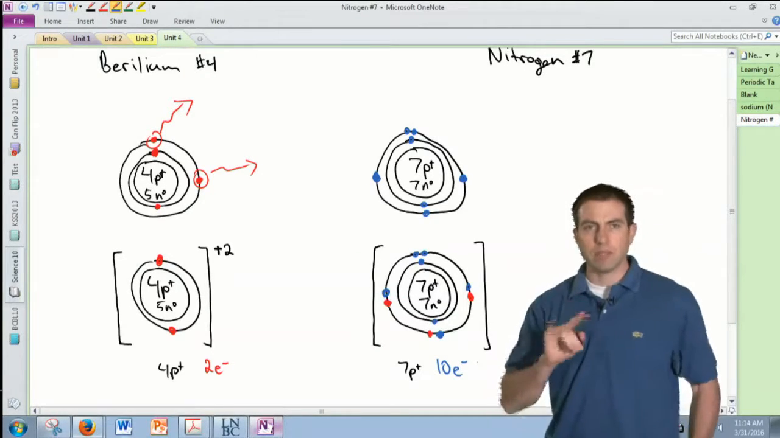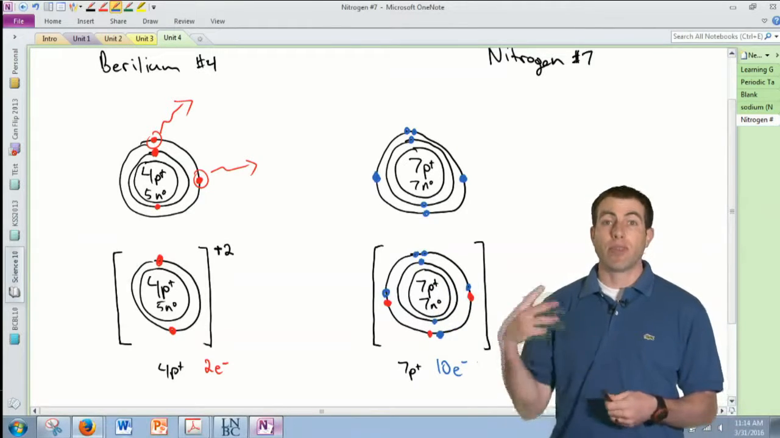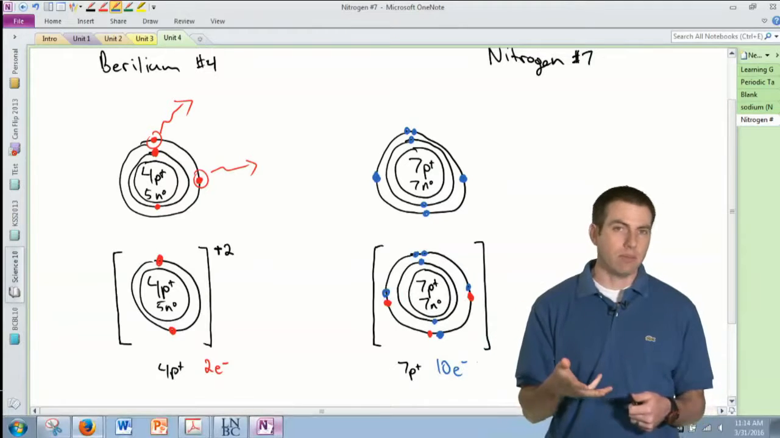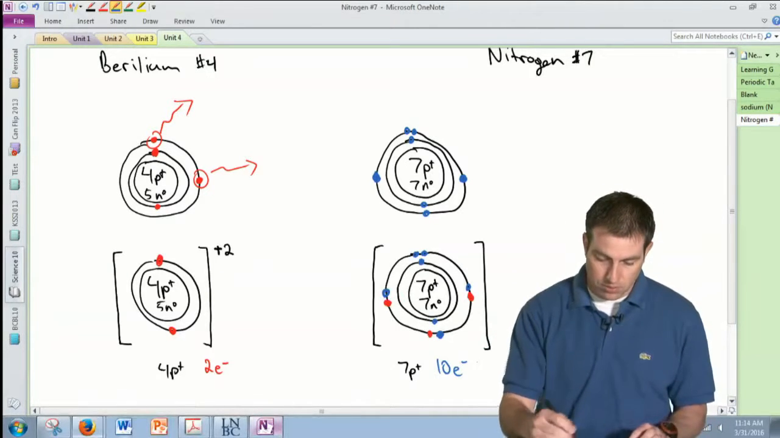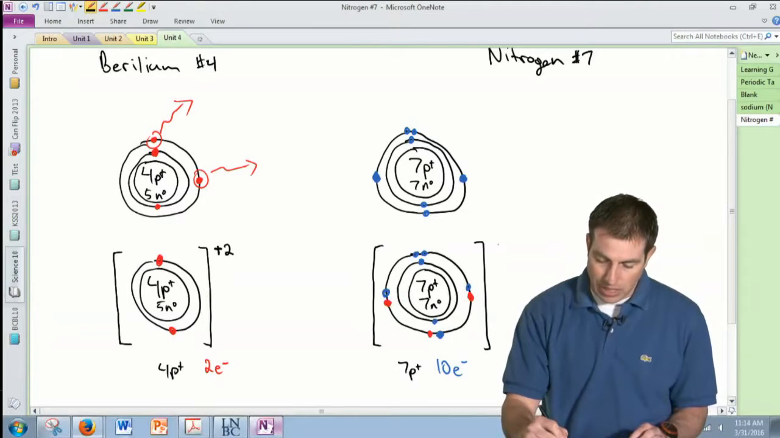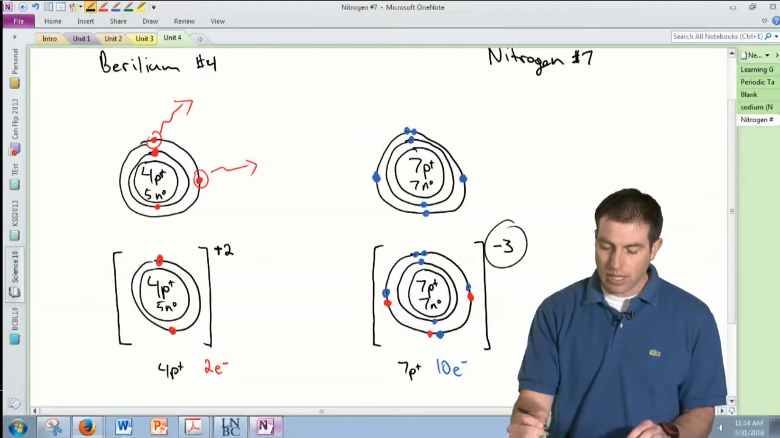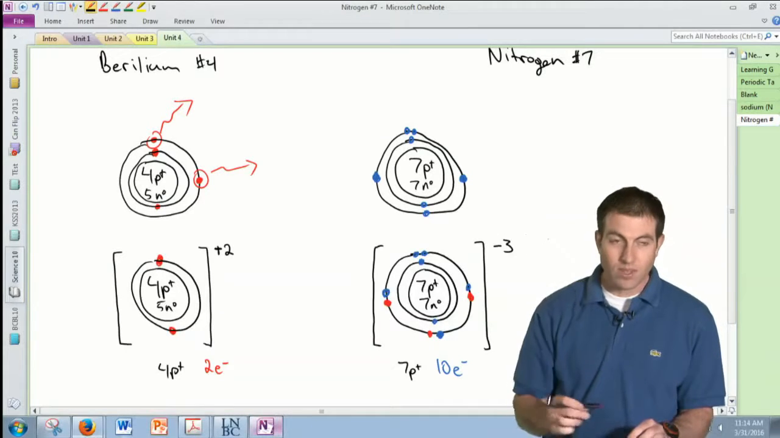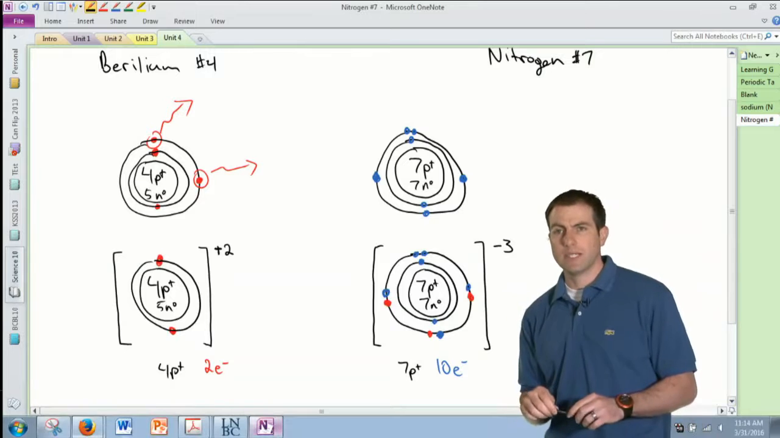So what happened here? Well, I gained 3 negative charges, or I have 3 more electrons than I have protons. So this is going to have a charge now. It's going to become an ion, and it has 3 more electrons than it has protons. It has 10 electrons and only 7 protons.